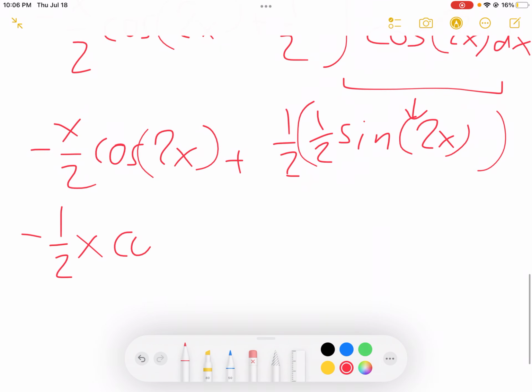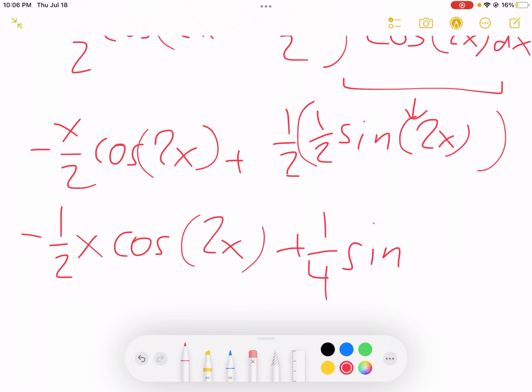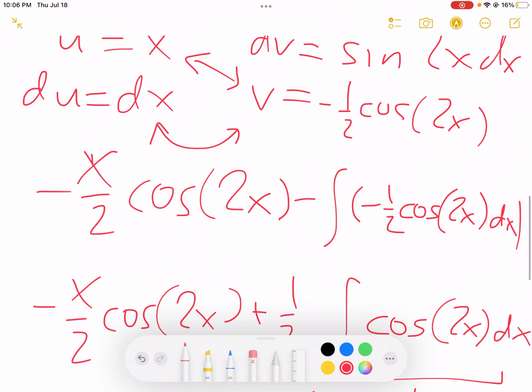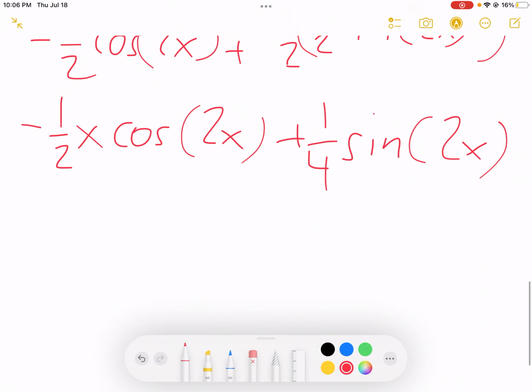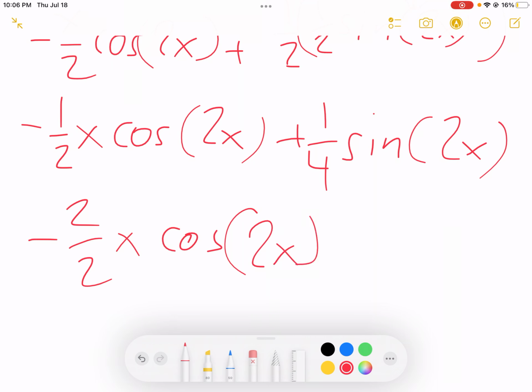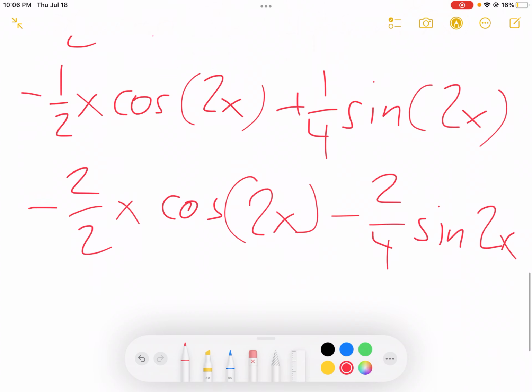Alternatively, we're going to simplify here. We have negative 1/2 of x cosine 2x plus 1/4 sine of 2x. That's the first part. Now we just multiply by negative 2. So multiplying everything by negative 2, we're going to get negative 2 over 2 x cosine 2x plus, it's going to be minus 2 over 4 sine 2x.